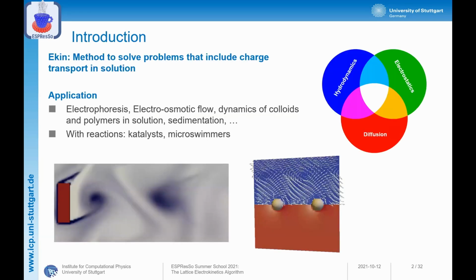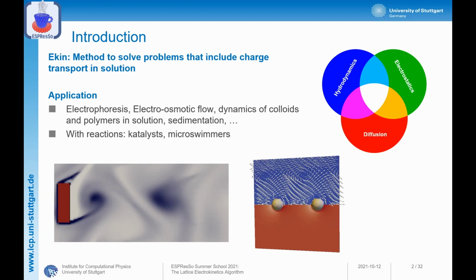So first off, what is the electrokinetics method, or EKIN, as I will call it from now. It's a method to solve problems that include charge transport in solution. So if you see the example on the bottom left, we have a dissolved droplet of ink that flows around an obstacle, and that can be described on a continuum level. If the droplet is charged, then we also have electrostatic effects. So electrophoresis is the transport of charged solutes driven by an external electric field.